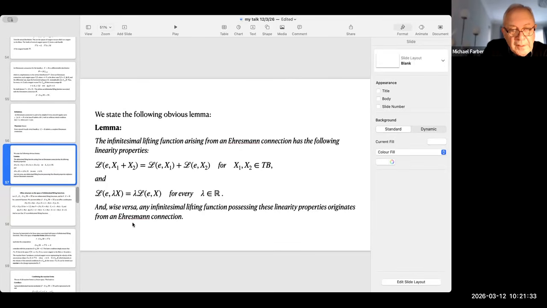So we can state that the infinitesimal lifting function arising from an Ehresmann connection is a linear function, and vice versa. Any infinitesimal lifting function possessing these linearity properties originates from an Ehresmann connection. So an Ehresmann connection is a lifting function, an infinitesimal lifting function, which is linear.